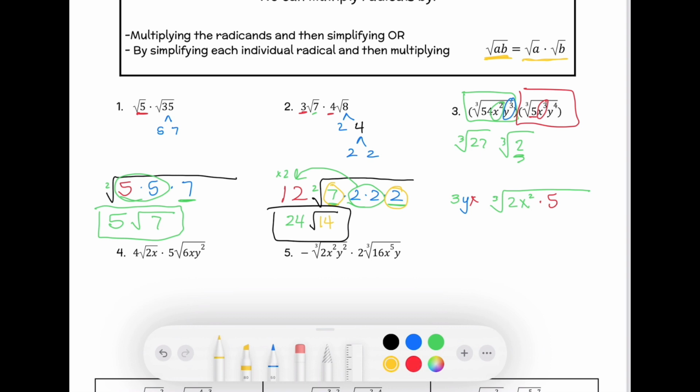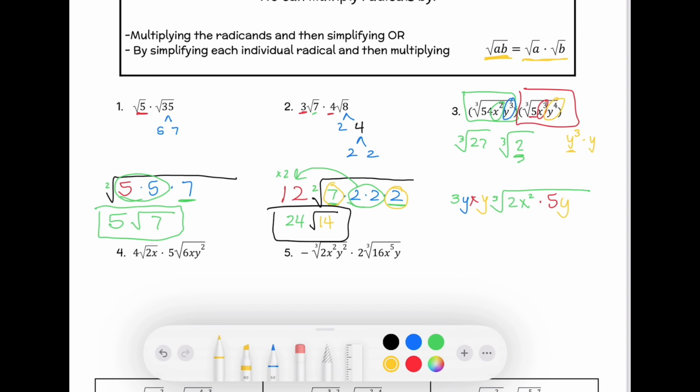And then we have 4 y's. So this is where we can break it up, so we can make it a multiple of 3. So we have 3 y's, and then we have 1 that's going to be left over. So this means we're going to pull 1 y out, and we're going to have 1 y on the inside.